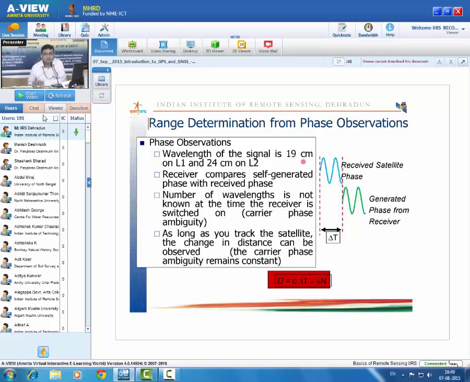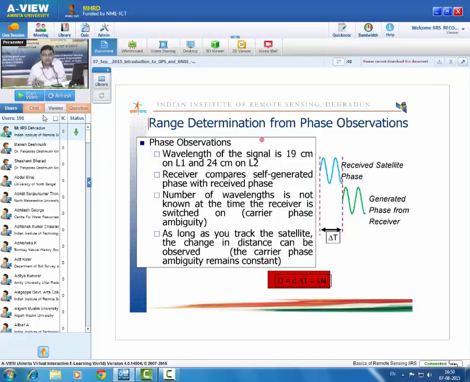That means if we are using L1, which is a 19 centimeter wavelength, 1% means 0.19 centimeter, that is 1.9 mm. So if we do the phase observation, we can have an accuracy of the order of 1.9 millimeter if we are using the L1 wavelength, and 2.4 millimeter if we are using the L2 wavelength.